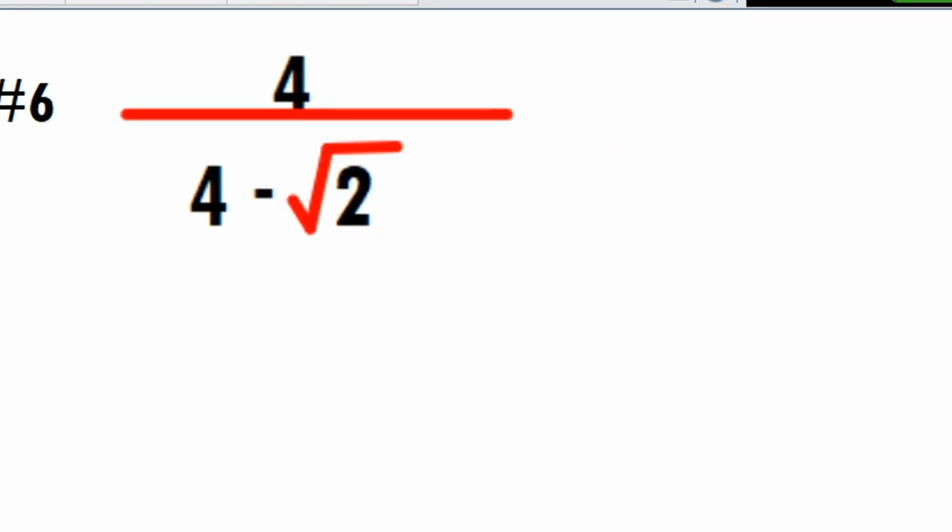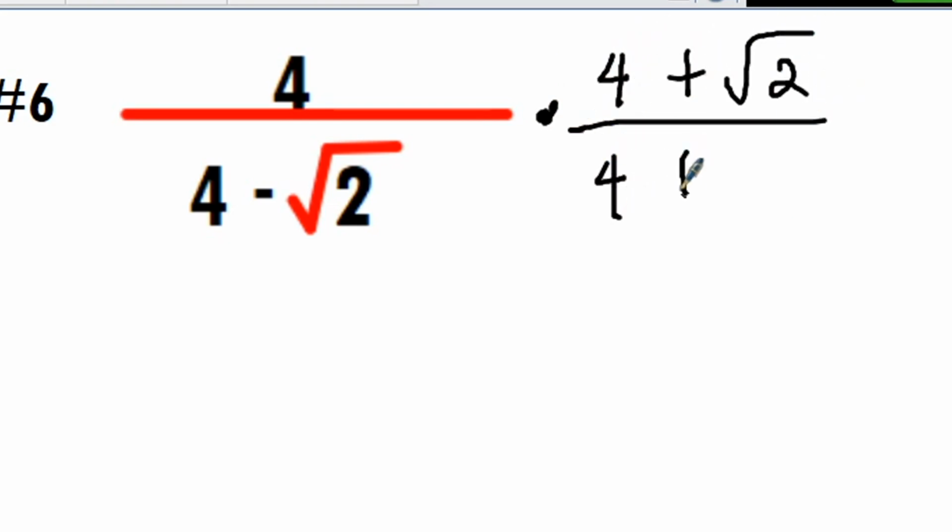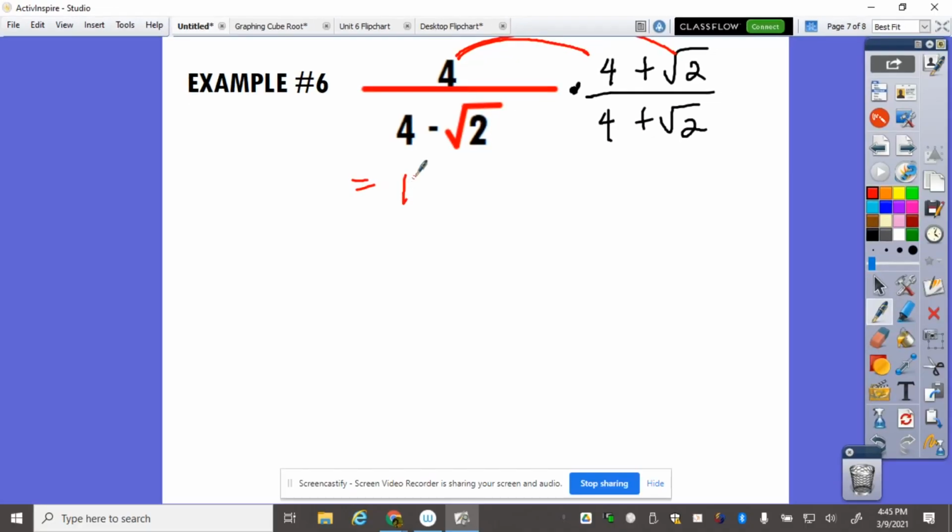Again, the rule here is that you multiply it by the conjugate. So 4 plus square root of 2 divided by 4 plus square root of 2. So now here you're going to distribute this 4 there. That will give us 16 plus 4 square root of 2. And here, the bottom one, you will do FOIL.